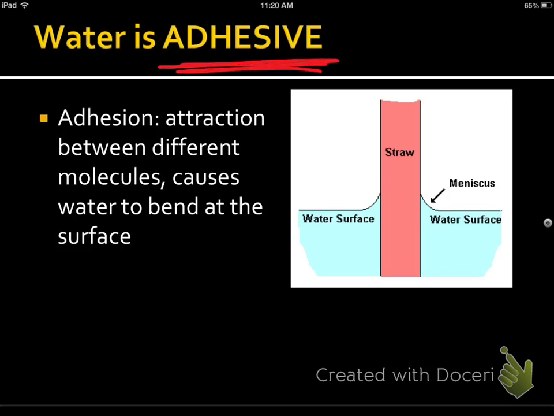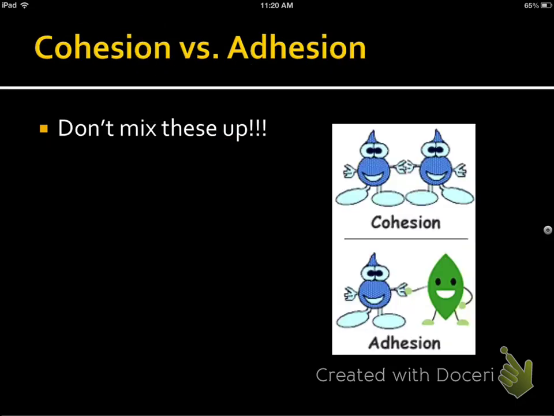So water is also adhesive. Adhesive, just think sticky. Adhesive is the attraction between different molecules, causing it to bend. We just talked about the meniscus, but now this is why when you put a straw in, there's a curve here. It doesn't just go straight across. So the water is sticking to the straw. And once again, don't mix them up. Cohesion is water and water. Adhesion is water and then something else. Okay? So keep those two straight.